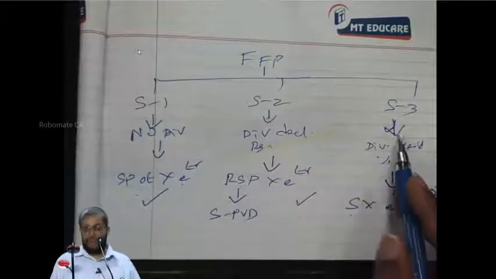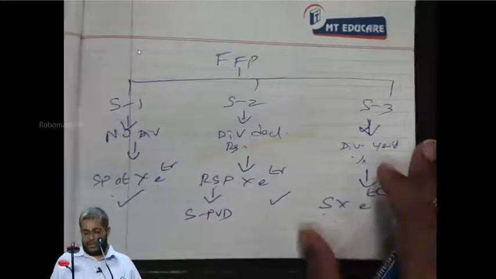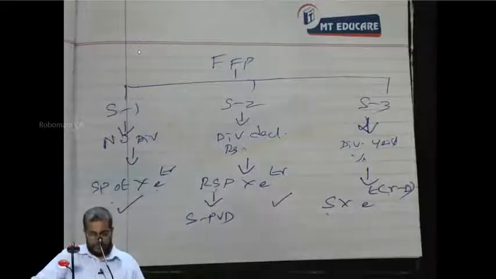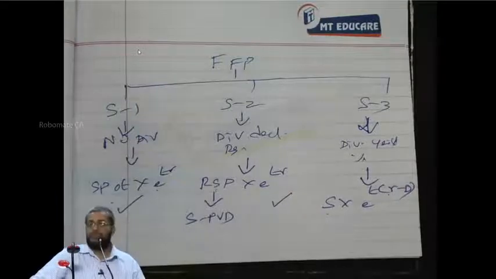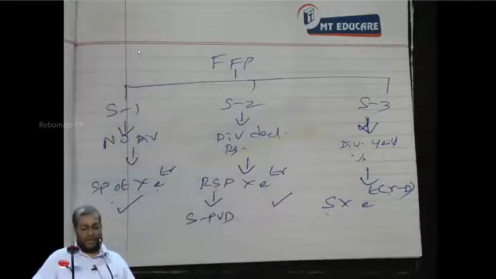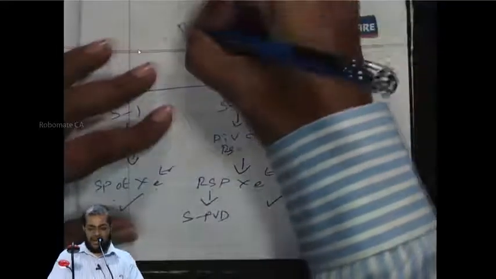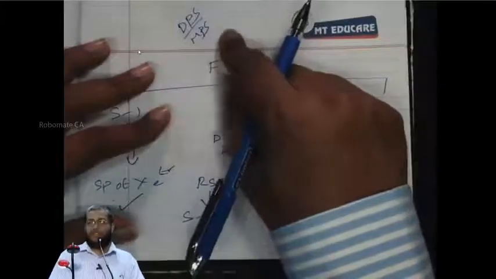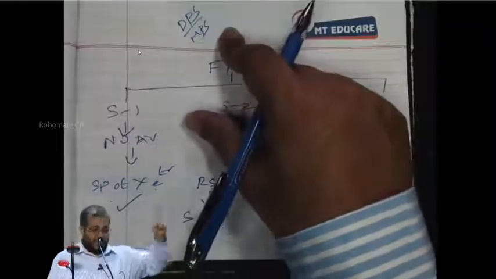Third branch, Situation 3: dividend yield on underlying asset given. The word yield is always expressed as an annualized percentage. Remember, dividend yield on underlying asset given. Generally, what is the dividend yield formula? DPS divided by MPS. Don't say face value. I already said in the dividend chapter also there are 3 rates here.